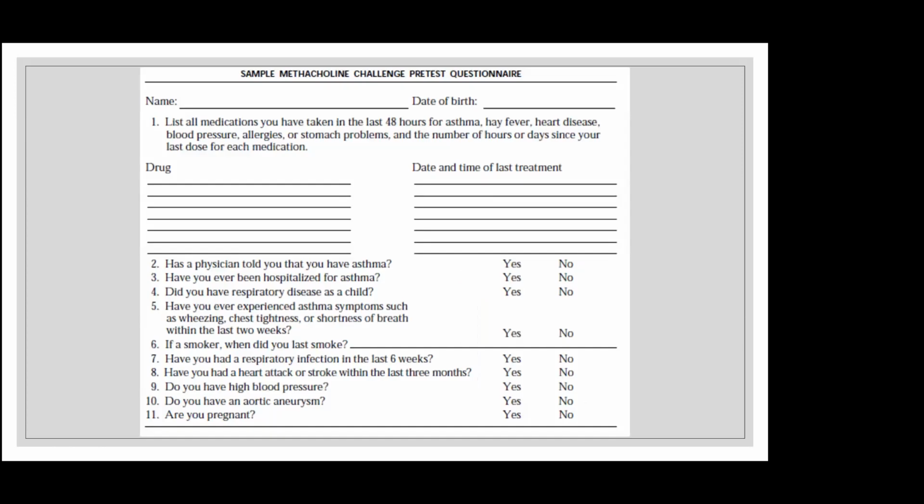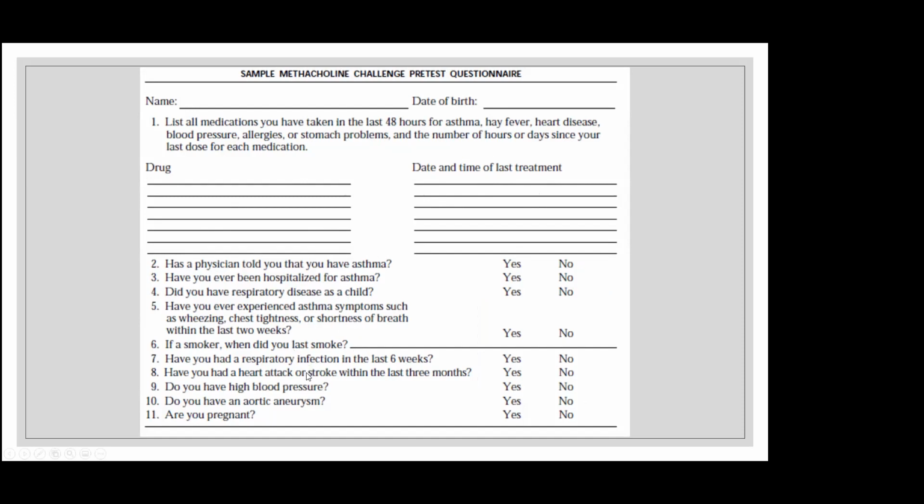This is just a sample sheet looking at the pre-test questionnaire. This is not the one we use specifically, but it gives you an idea of what we're asking. You can see the section that lists what drugs patients are taking and the date and time that they last used this. If they're having some symptoms, if they smoke, and if they do, when was the last time they smoked? Have they had any infections recently?